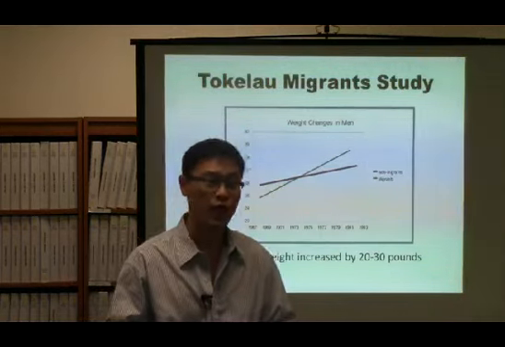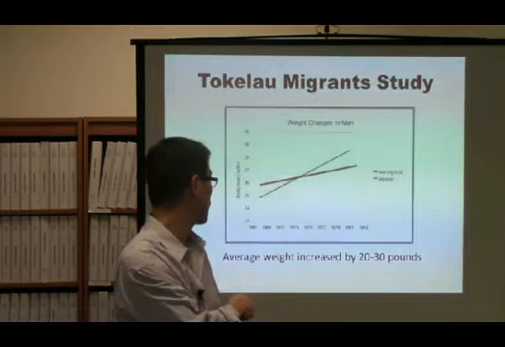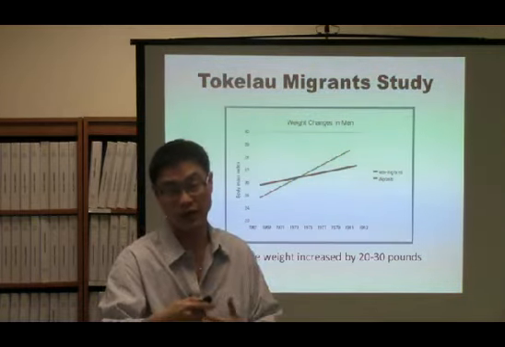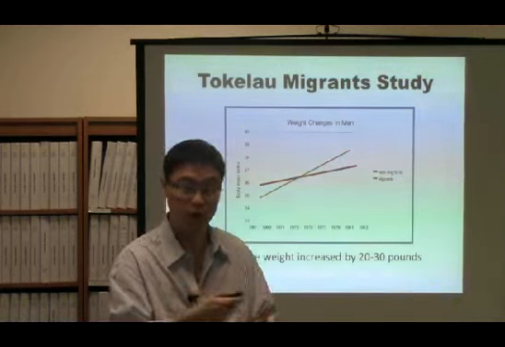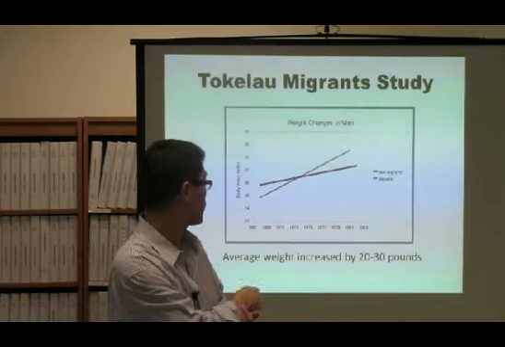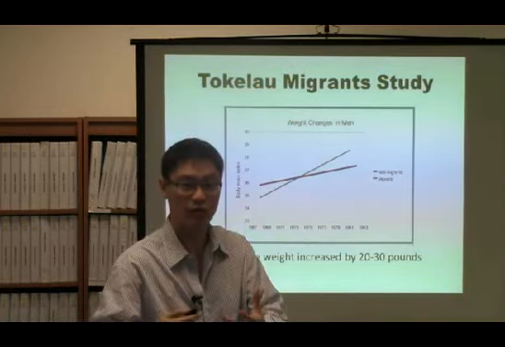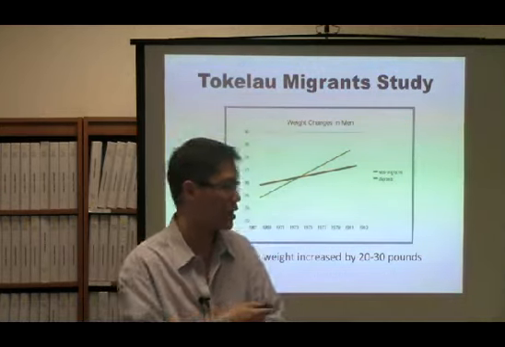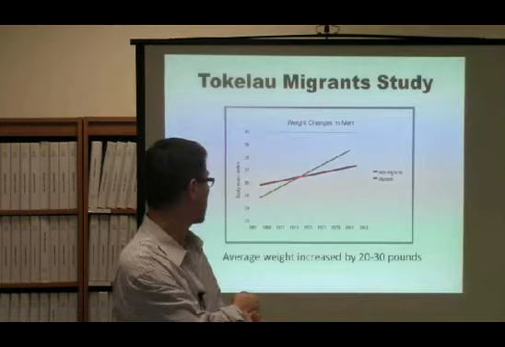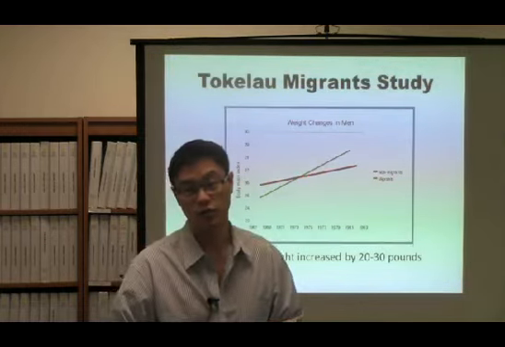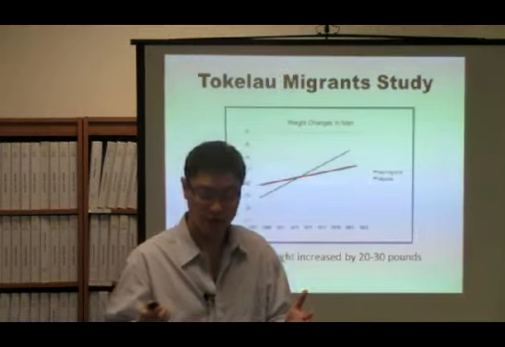And this is, of course, what happens to their weight. So if you look at the ones who migrated, who went to New Zealand, there was a more drastic change in their diet. They become more westernized. Their weight steadily goes up as you go. But even on the island itself, you get these trading posts and you start to take sugar and flour, you can see that the weight steadily rises. And it increased by an average of 20 to 30 pounds over that period of time.